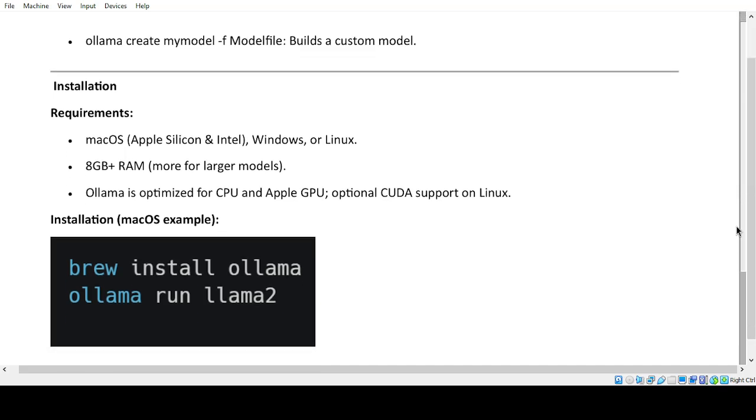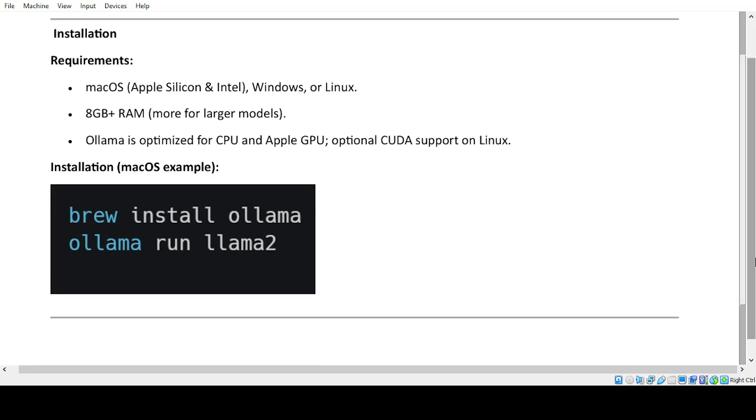Installation requirements: macOS, Apple Silicon and Intel, Windows, or Linux. 8 GB plus RAM, more for larger models. Ollama is optimized for CPU and Apple GPU. Optional CUDA support on Linux. Installation, macOS example.